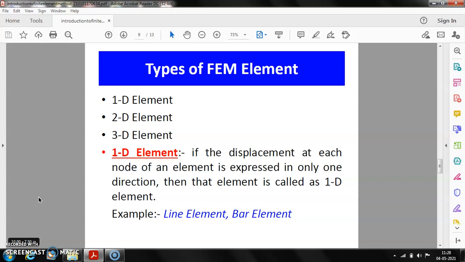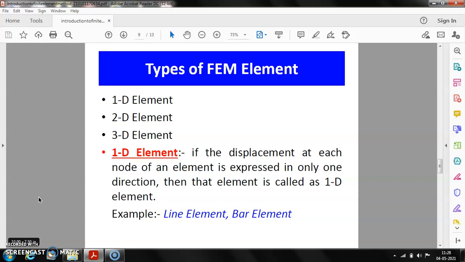So discretization also involves whether the discretization is to be performed by taking a 1D element, a 2-dimensional element, or a 3-dimensional element. So these types of elements play a very vital role in deciding the solution of the given problem. So here we have a classification like 1D element, 2D element and 3D element.